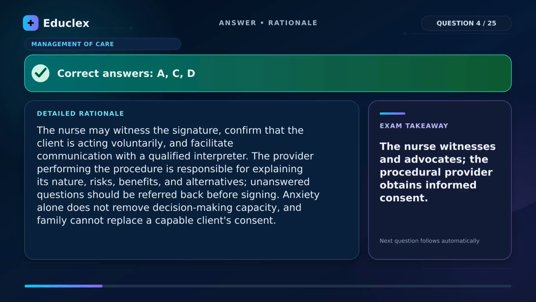Anxiety alone does not remove decision-making capacity, and family cannot replace a capable client's consent. Exam takeaway. The nurse witnesses and advocates. The procedural provider obtains informed consent.